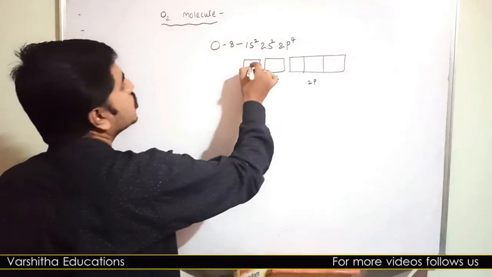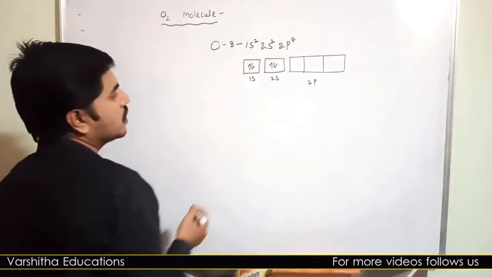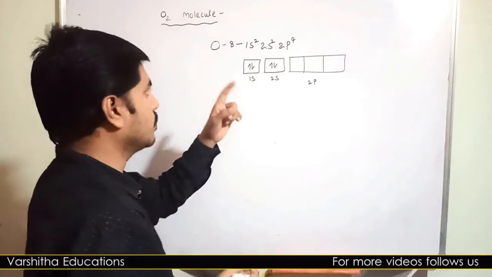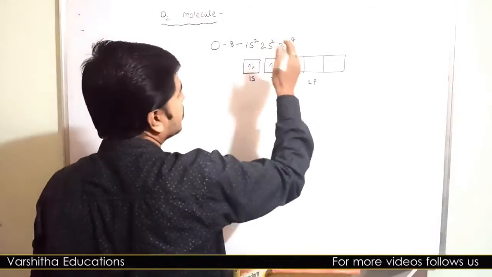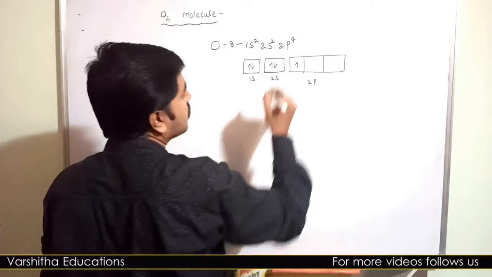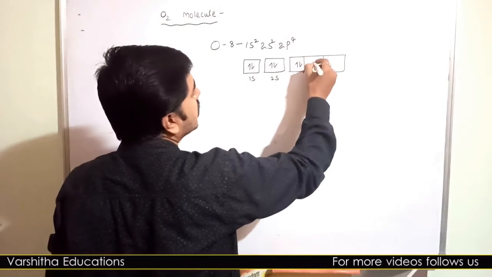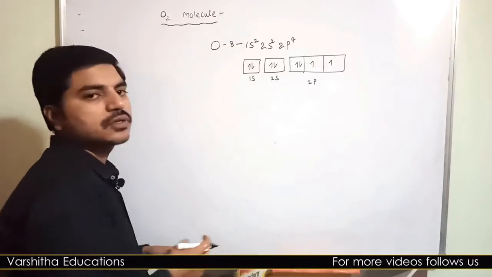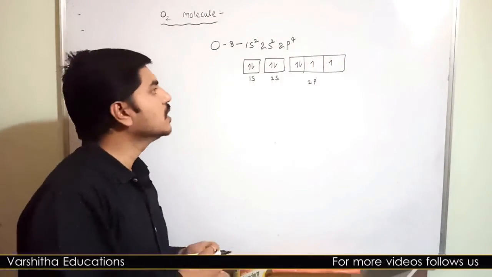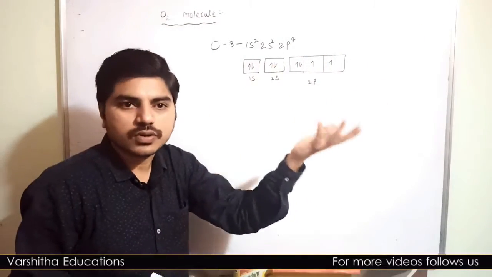In this, 2 electrons are filled, and here also 2 electrons are filled, but in the p subshell, which is the p orbital, there is a first one, and next a second one. Here there are 2 unpaired electrons, which means it needs 2 electrons to make a bond with the other oxygen.